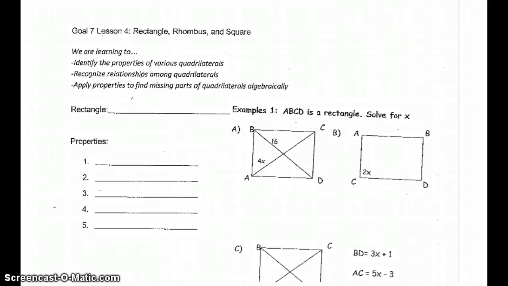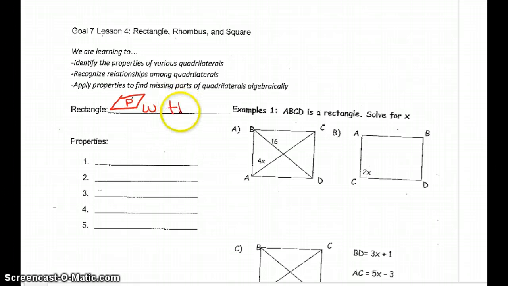The first shape is a rectangle. A rectangle is a parallelogram with 4 right angles. A rectangle has 5 properties. The first property, opposite sides are congruent.